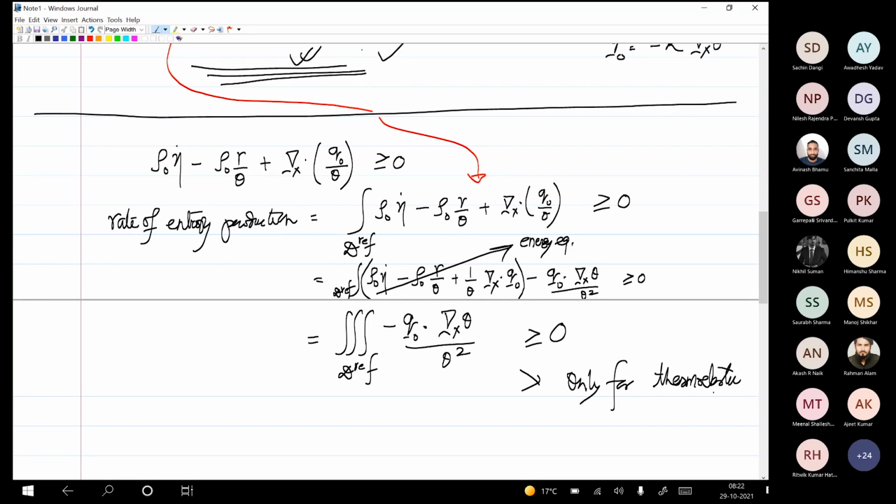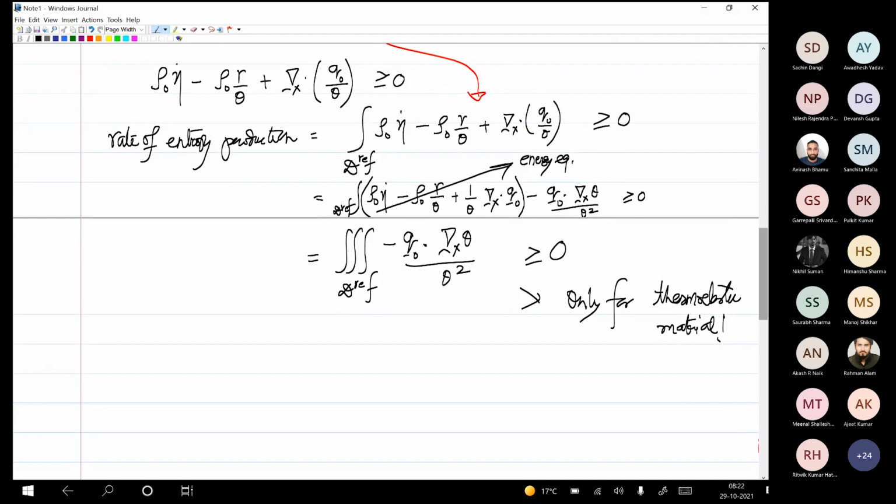So what you see is that the entropy production is always there, even though it is thermoelastic. Someone might have thought, oh, it is thermoelastic, then there should not be any entropy production, but that's not the case. Even for thermoelastic, because there is some conduction going on within the body, that conduction leads to entropy generation. So this Q naught is leading to entropy generation. All right, so DVX is missing, but I think all of you can now see that that's trivial.